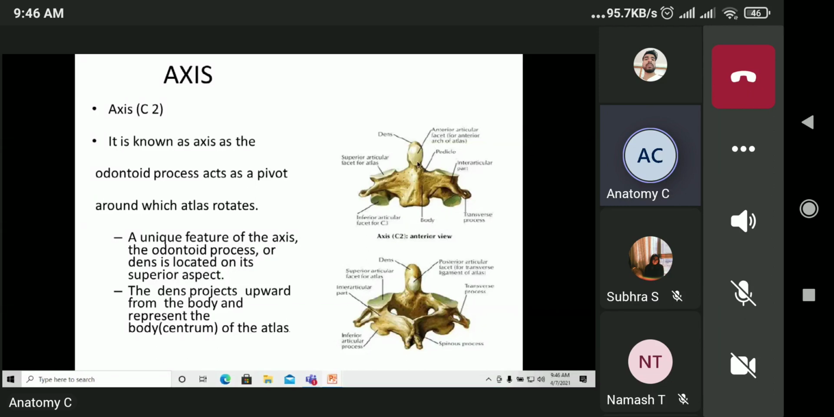So this is the pivot, and the unique feature of the axis, the odontoid process or dens, is located on the superior facet. In no other cervical vertebra can you see this process. Only in C2 you'll see this dens or odontoid process. This dens projects upward and represents the body or centrum of the atlas. This is also a viva question: what represents the body of the atlas? There is no body in the atlas, so this dens will act as the body of the atlas. You have to remember the dens acts as the body of C1.